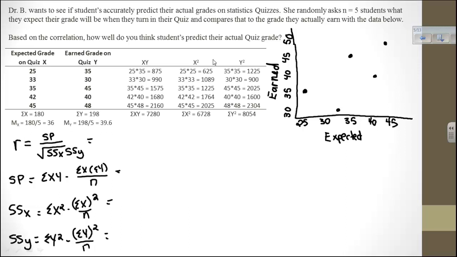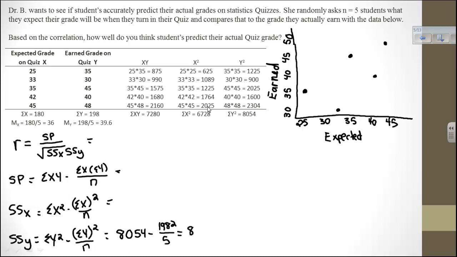Sum of y squared is 8,052. And I'm not going to go through how to get all those numbers because I've showed you before, and I've got all the calculations here. And it's actually 8,054, not 52. Minus sum of y, which is 198, squared, divided by, how many people do we have? 1, 2, 3, 4, 5.